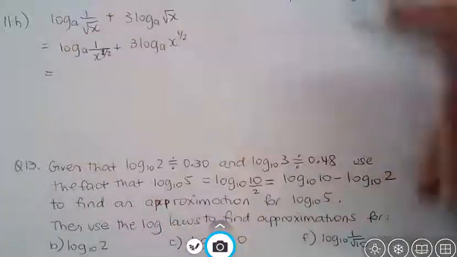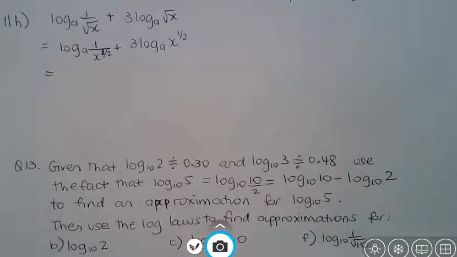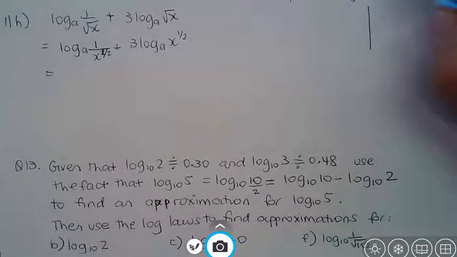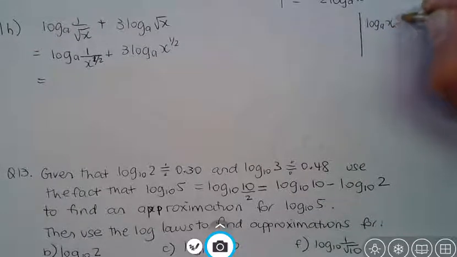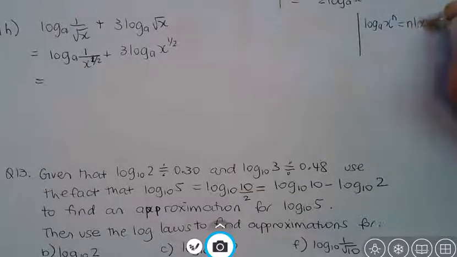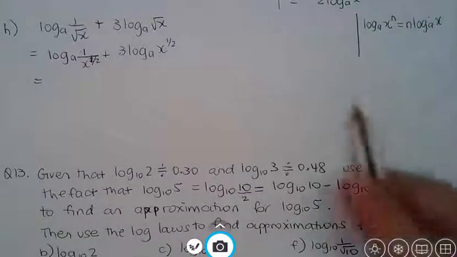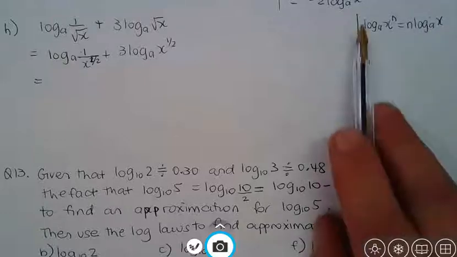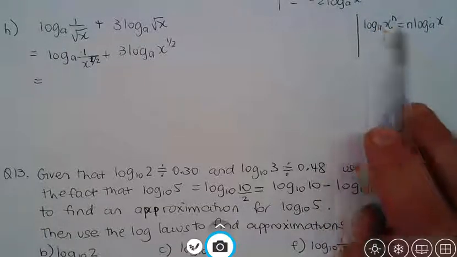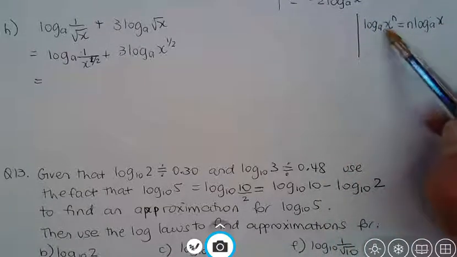Remember, when you're trying to apply that law of the powers of logs, this is the law: log to the base a of x to the power of n is n times log to the base a of x. I can't apply that law unless my logarithm looks like that, where I've got x to the power of n.